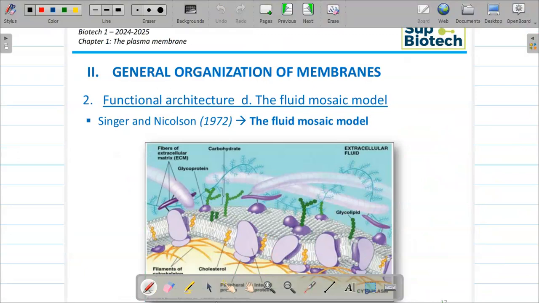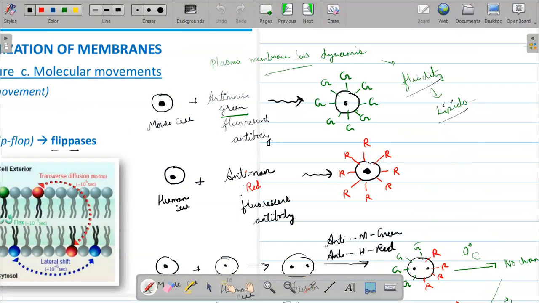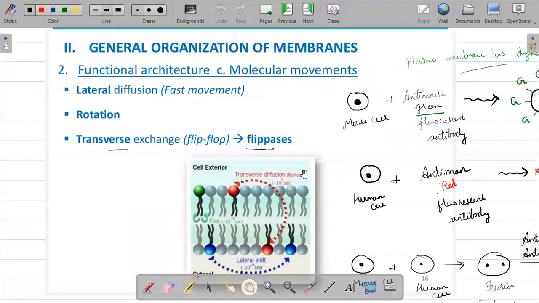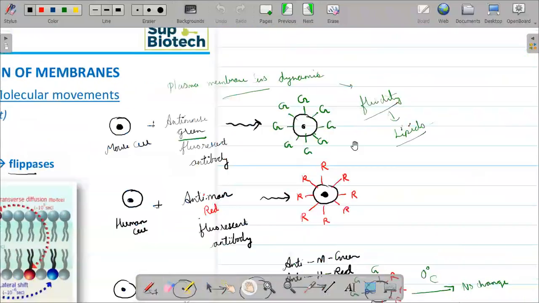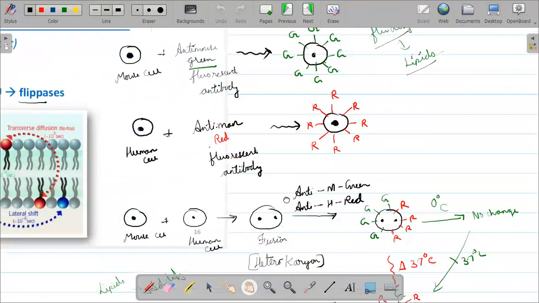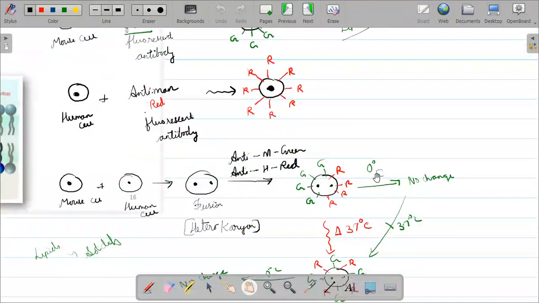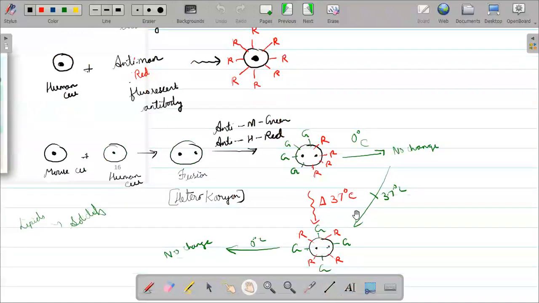So today what we have learned is that the fluidity of the plasma membrane is because of lipids, not proteins. This fluidity says that the plasma membrane is dynamic. That is a small experiment by which we can understand that at lower temperature there are no changes, at higher temperature there are changes. Why no changes at lower temperature? Because lipids will be losing their enzyme activity at a lower temperature.